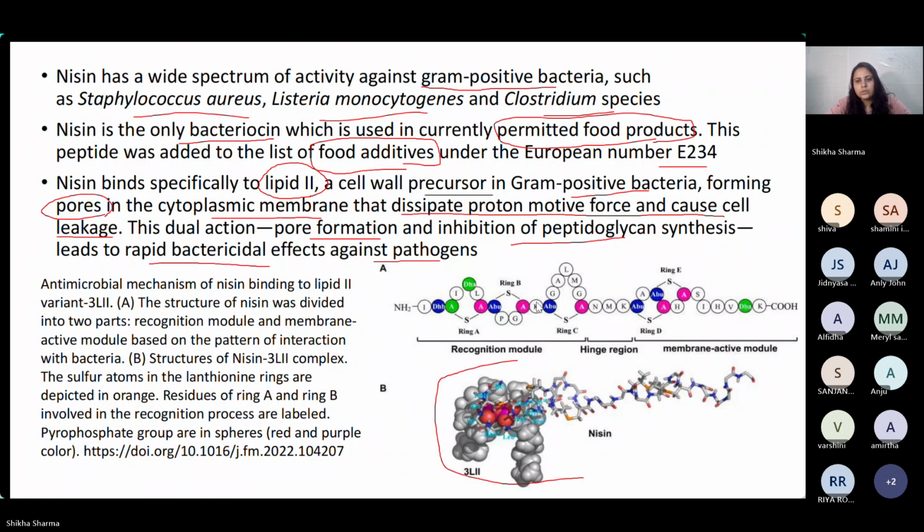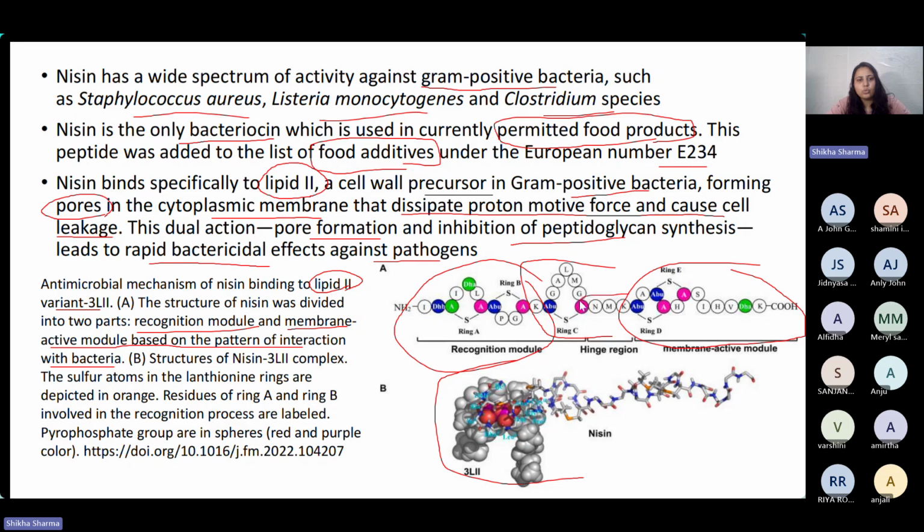It basically binds with lipid II in the bacterial cell wall, and it is divided into two parts. One is the recognition module and the second is the membrane active module, based on the pattern of interaction with the bacteria. So this is the recognition module, this is the membrane active module, and in between is the hinge region. So it is divided into these two modules.